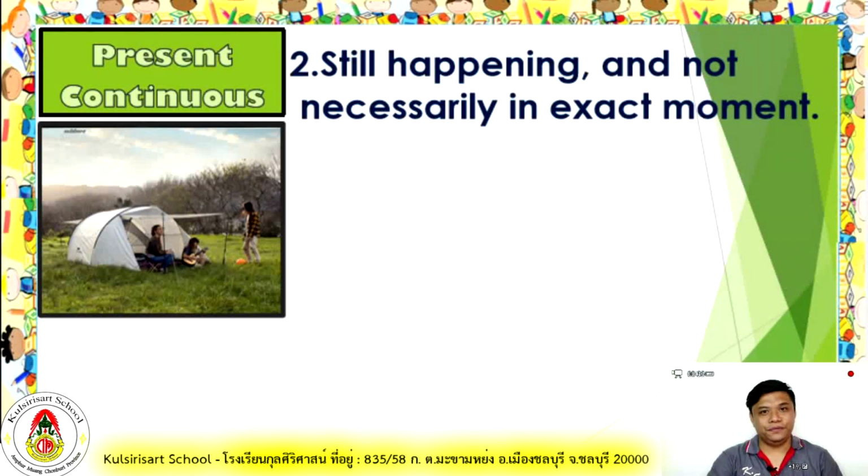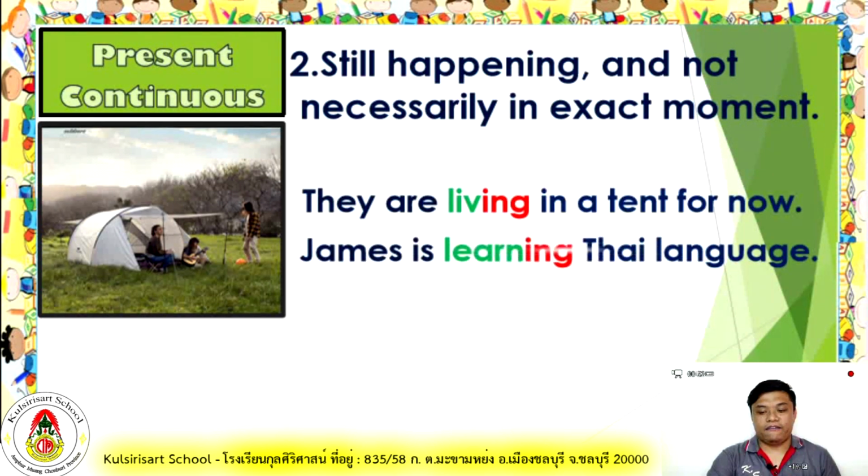Okay, for number 2, it is in present continuous or present progressive form if it's still happening and not necessarily at the exact moment. For example, we have: they are living in a tent for now. For now, they are living in a tent, but maybe later, after they go home, they will be living in their house. So not exactly in this moment, but still happening. They are living now in a tent.